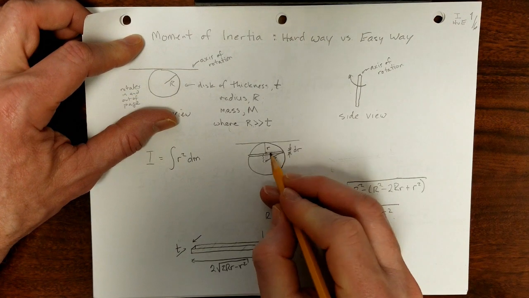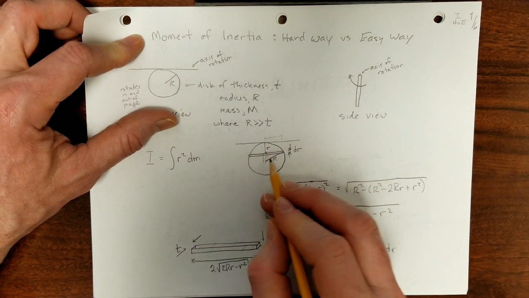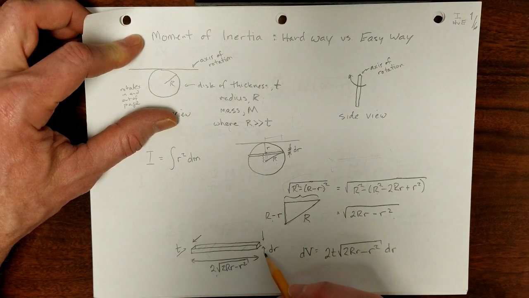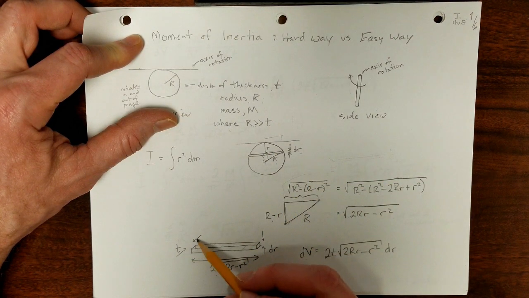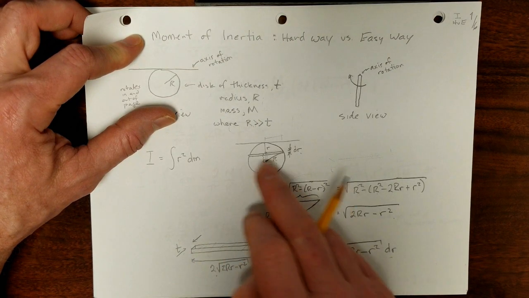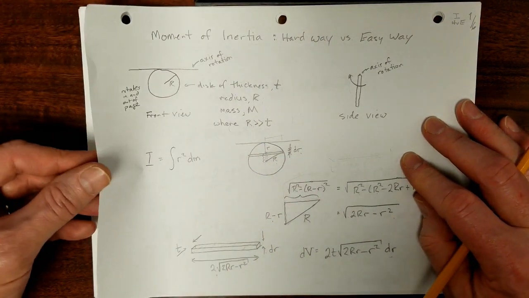So this distance right here is that distance right there, and so the distance all the way across is twice that. My thickness is dr because that's my differential, and my thickness is t. So that becomes the differential of my volume of this little wedge right there.